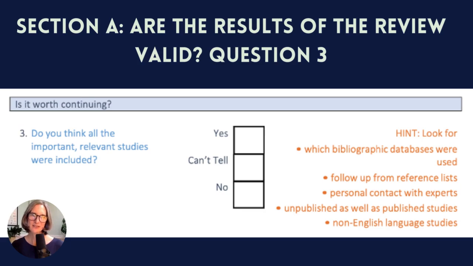And then it gets to this question, you'll see it says, is it worth continuing? If the answers to the previous questions were no, then it's probably fair to say that was quite a poor quality study, and therefore any results from it probably can't be trusted. So you would probably stop there and exclude it from your review. But in this instance, the answers were yes, so we're good to continue. The next question, question 3, is do you think all the important relevant studies were included? Let's have a look at some of the details in the paper.